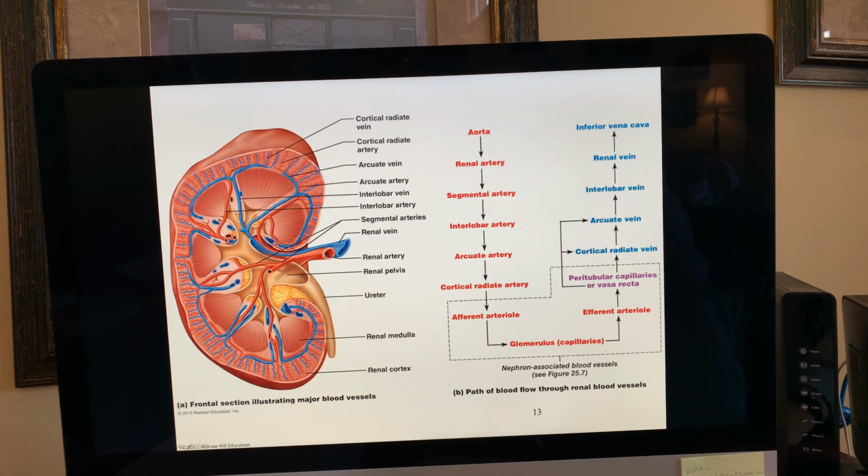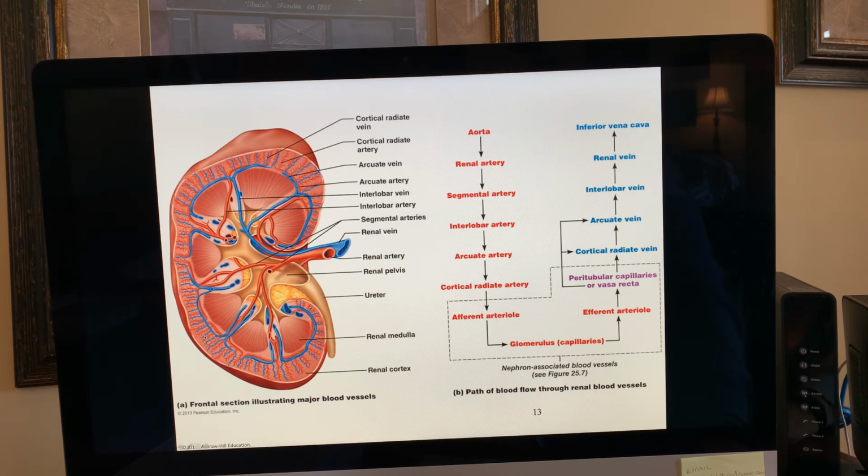Another diagram showing the same thing. Here's the renal artery entering the kidney, giving rise to the segmental arteries and ultimately the interlobar arteries, which are going to give rise to the arcuate arteries, which go between the cortex, which is here, and the medulla here, which are going to then give rise to the cortical radiate or interlobular arteries, which are ultimately going to give rise to the glomeruli, which are not shown on this picture.